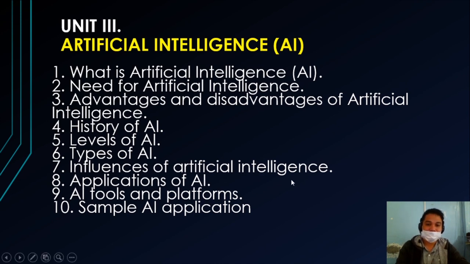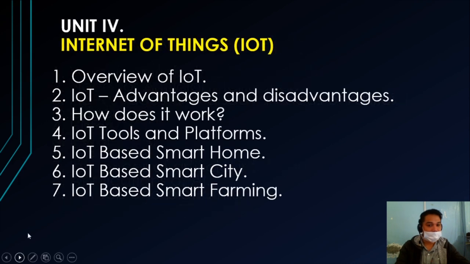So that's one of the challenging topics or units, artificial intelligence. Okay? Next is Unit 4, which is Internet of Things. Actually, guys, I had already introduced the Internet of Things during our previous semester, di ba? So, the overview of the IoT.